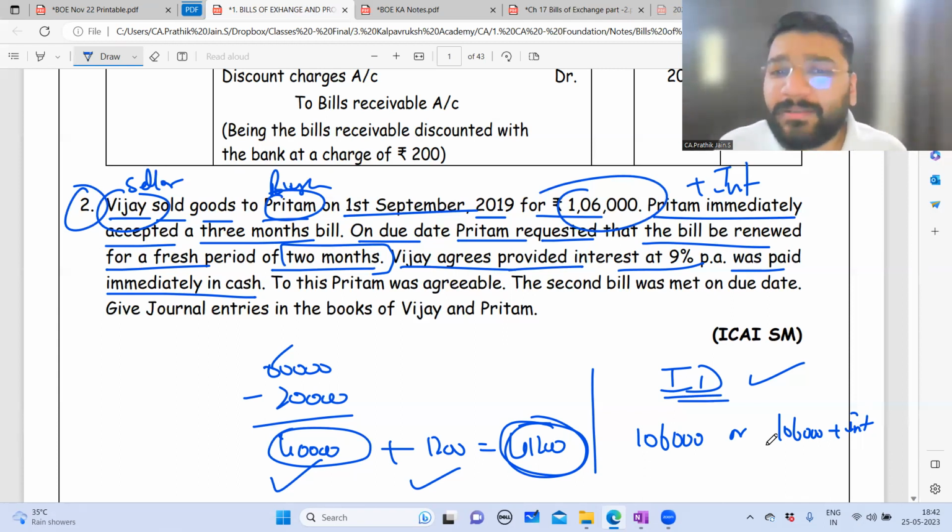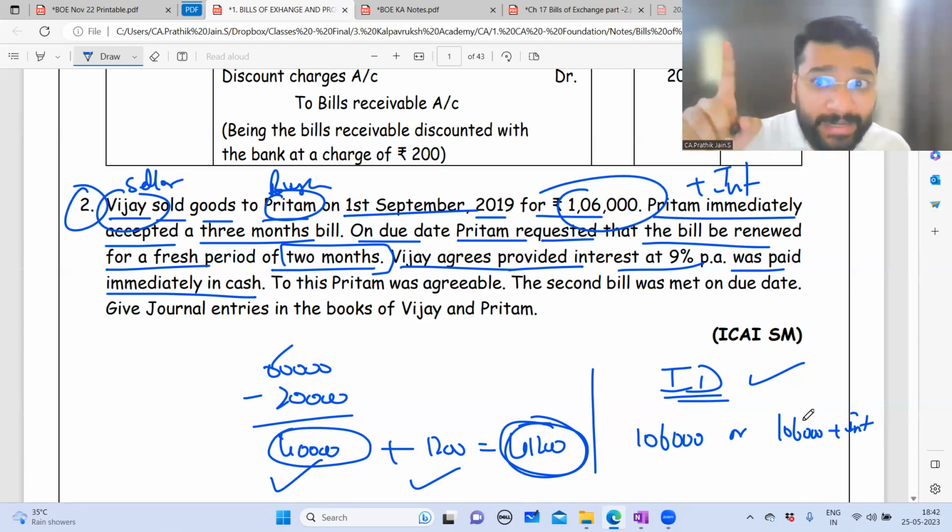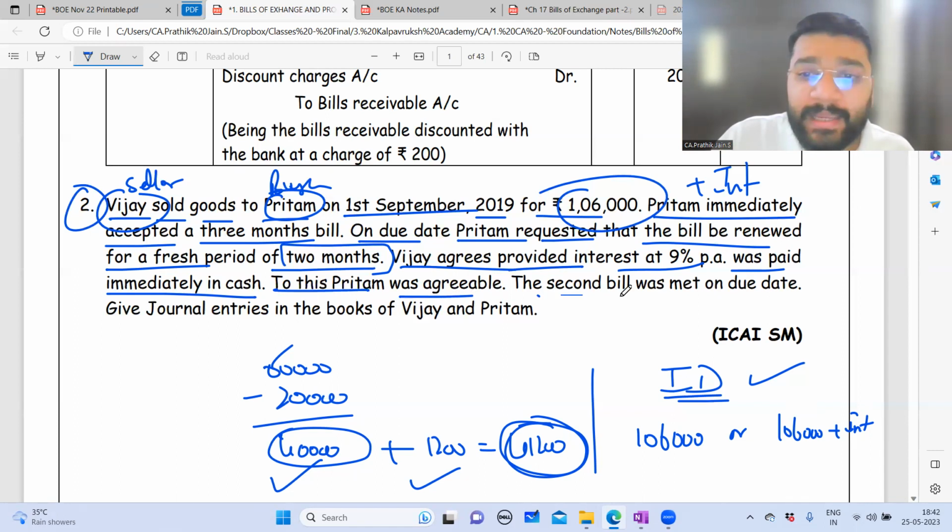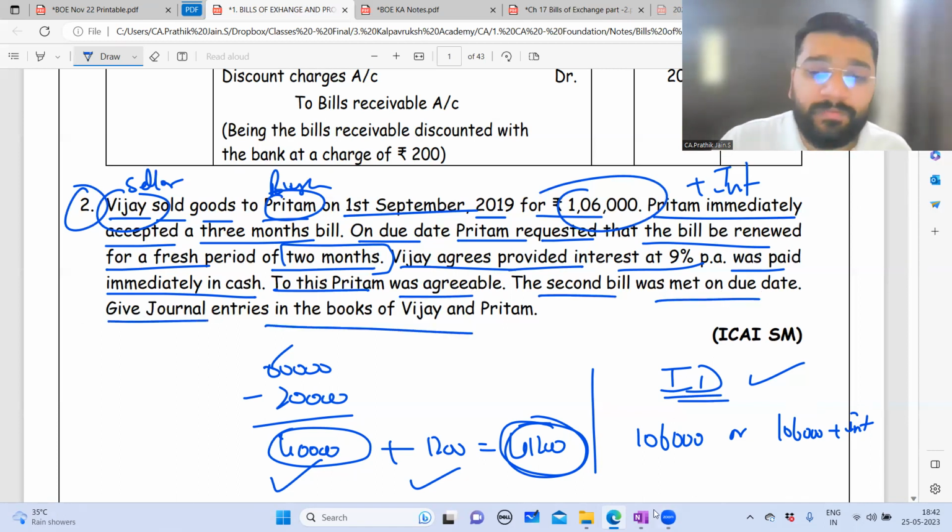Then what happened to interest? We paid immediately. So immediately interest is paid means interest payment entry should come. So you have to remember that sequence. To this, Preetham was agreeable. The second bill was met on due date. Give the journal entries in the books of Vijay and Preetham.